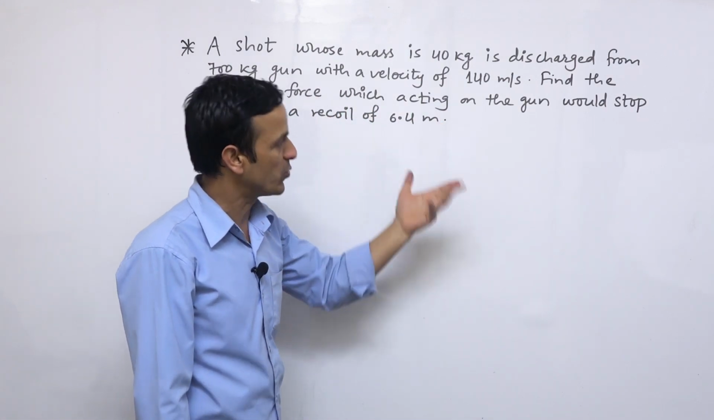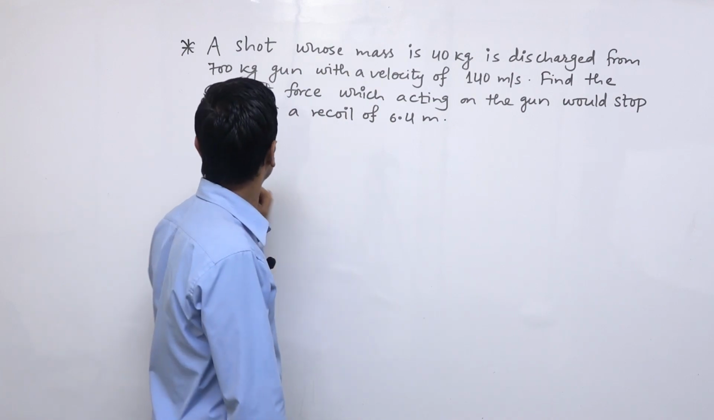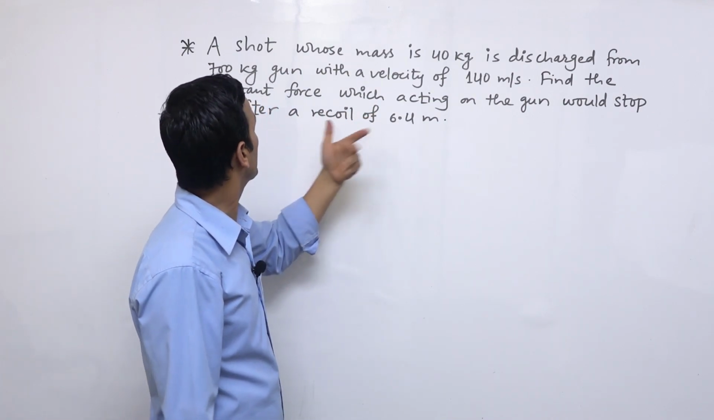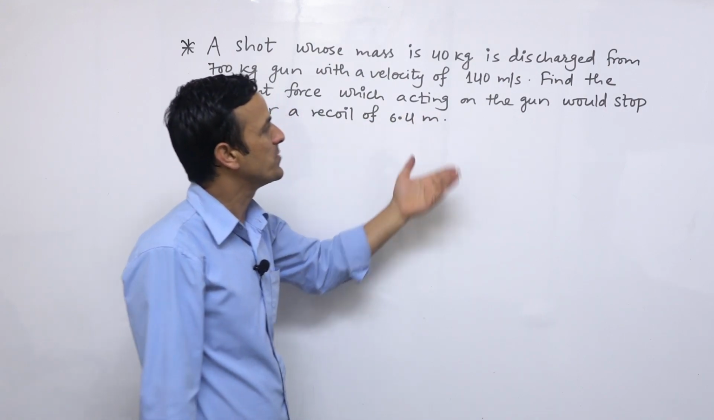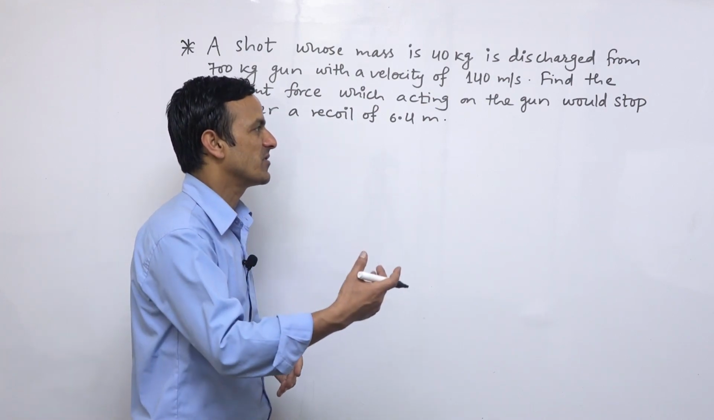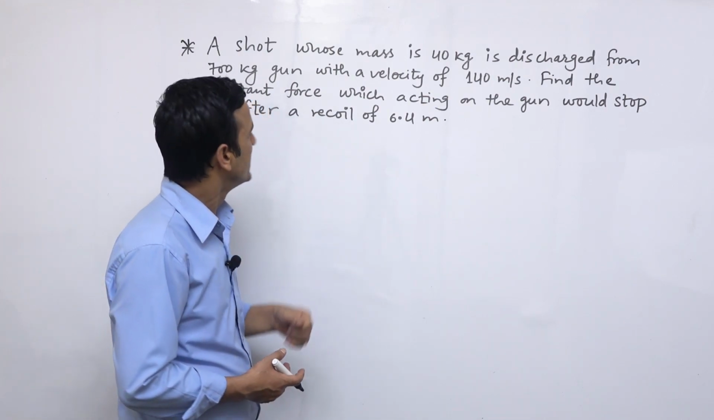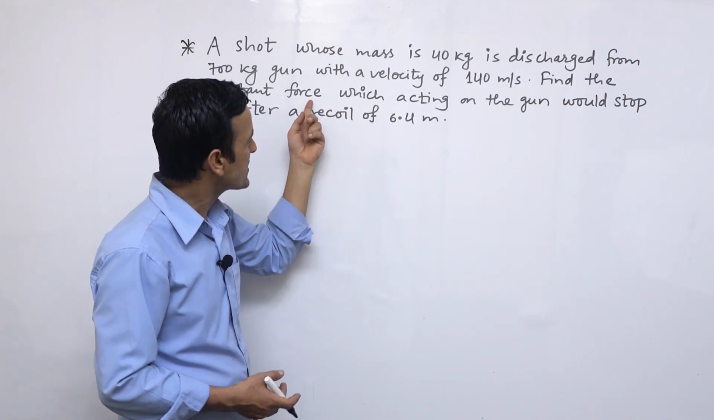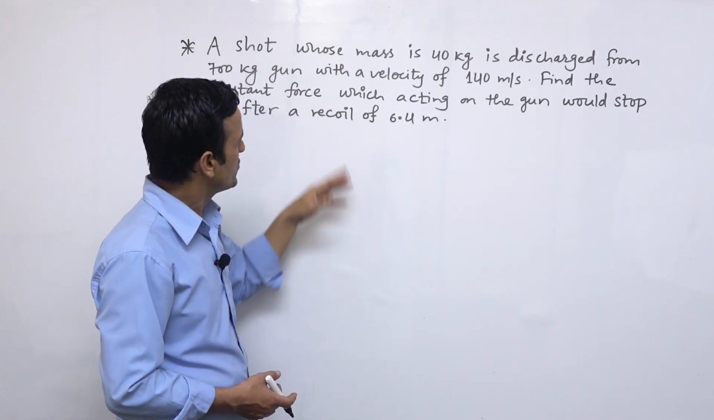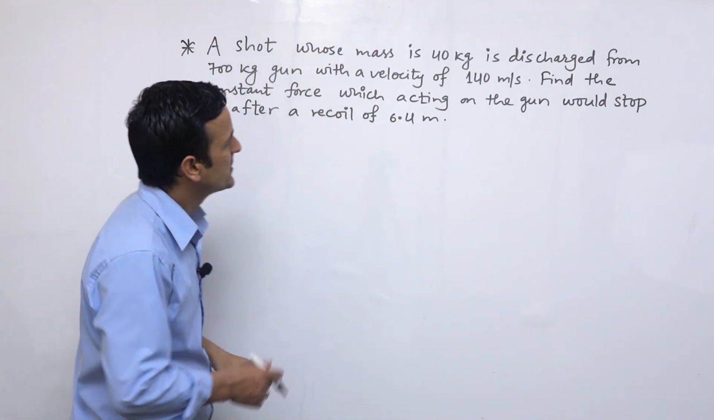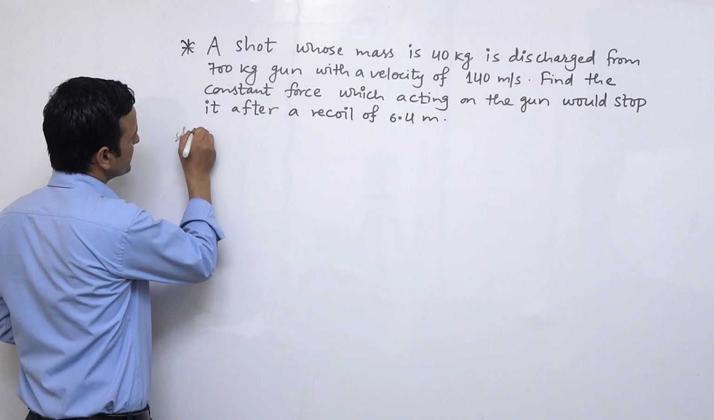गनमा लागेको फोर्स, जुन constant force लाग्छ, त्यो 6.4 मिटर कभर गरेपछि कति फोर्स लाउँदाखेरि यो चाहिँ 6.4 मिटरमै स्टप हुन्छ, त्यहाँ अप्लाई हुने फोर्स अथवा त्यहाँ एक्ट गर्ने फोर्सलाई हामीले निकाल्नु पर्छ. So find the constant force means force is to be asked. So this is the question. To stop this recoil, this shot will be 6.4 meter. So let's see.